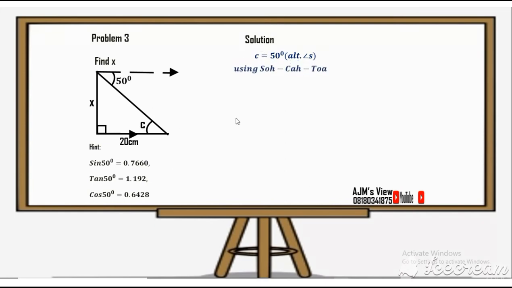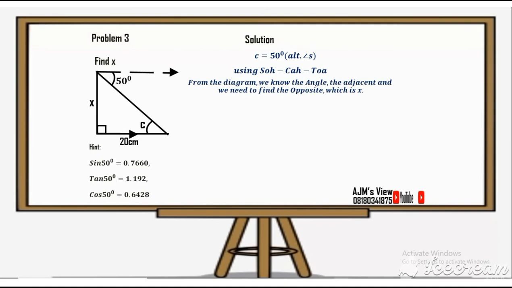So if we proceed using SOHCAHTOA, I'm sure that sounds familiar, especially whoever is in GSS 3 should be able to deal with this. Using SOHCAHTOA, from the diagram, we know the angle, which is angle C, the adjacent, which is 20 centimeters, and we need to find the opposite, which is x. So which of these three ratios are we going to use? Is it SOH, is it CAH, or is it TOA?